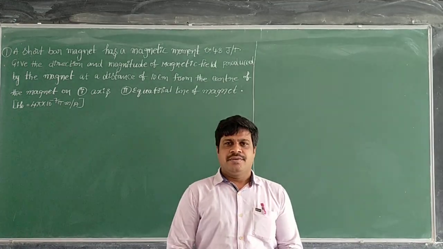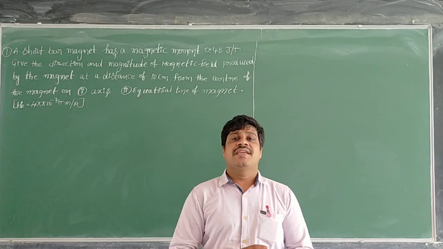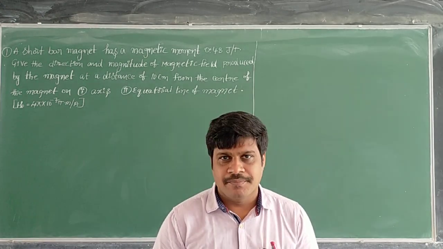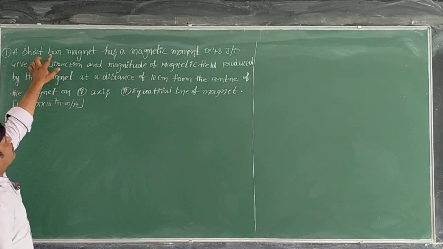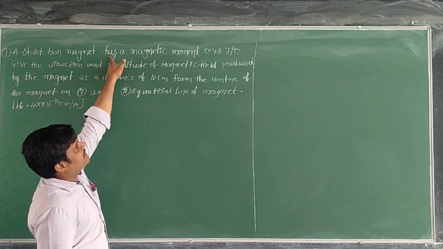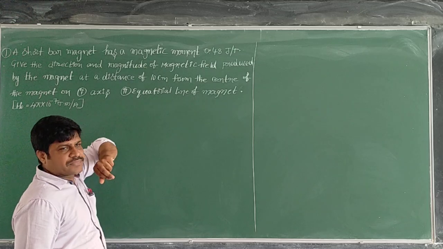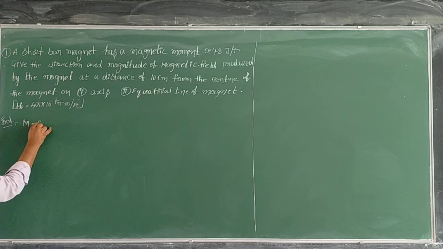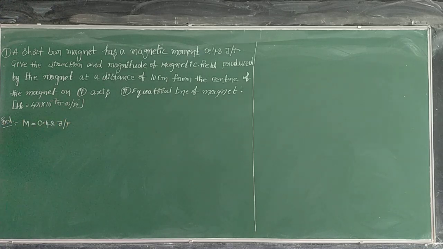Dear students, today we are discussing the numericals from the chapter magnetism and moment. Okay, now here the first problem is: a short bar magnet has a magnetic moment. What is the magnetic moment of the short bar magnet? That is M equal to 0.48 joule per Tesla.